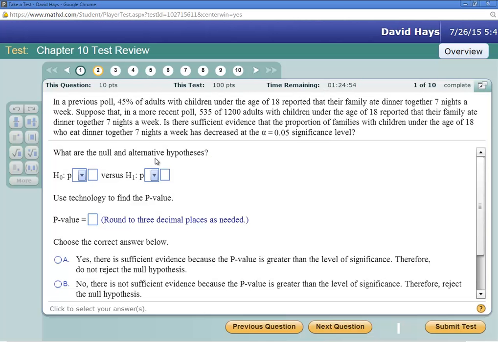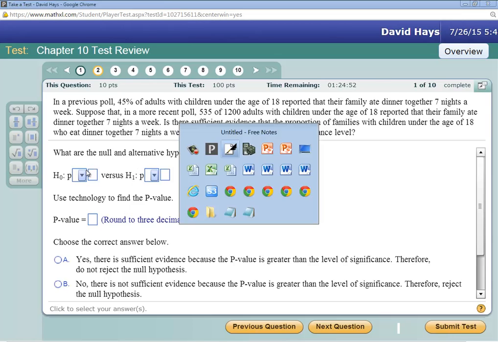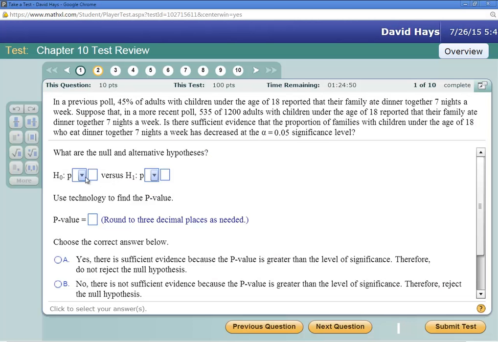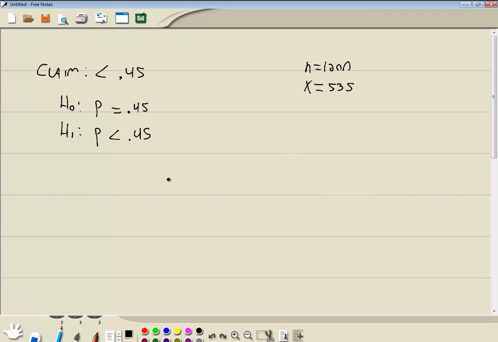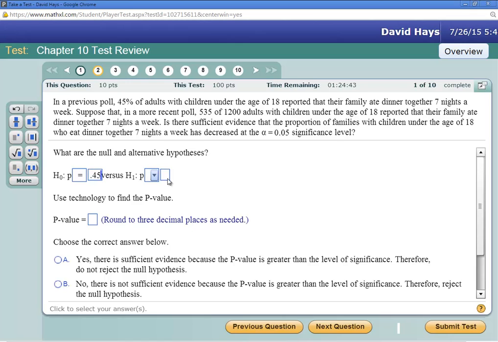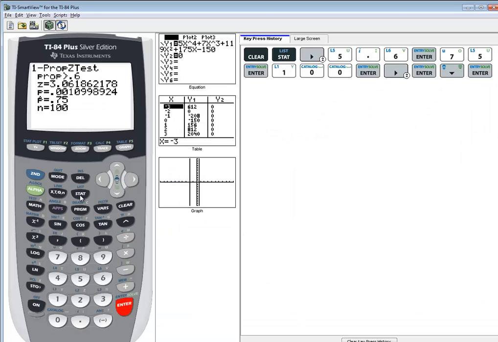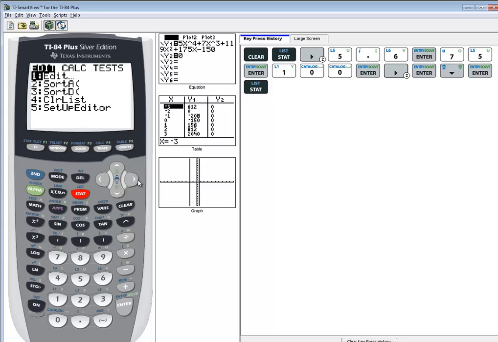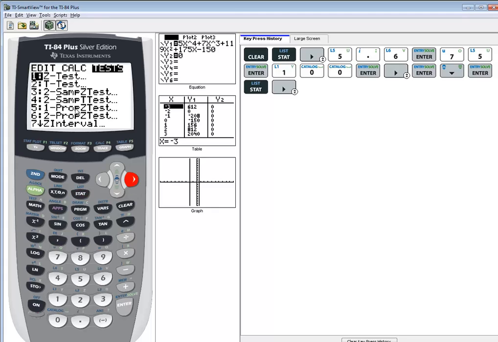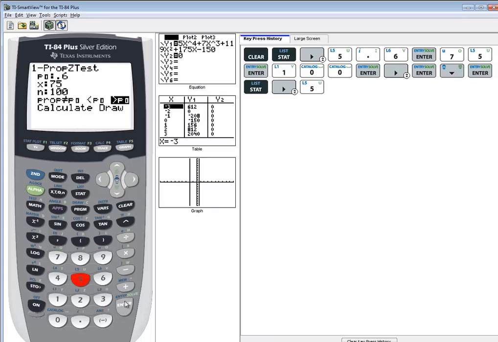Okay, what are the null and alternate hypotheses? Well, H naught we said is P is equal to 0.45, and H1 is P less than 0.45. Now we need to use technology again. Well, that's one prop z test. So do stat, go to tests, one prop z test.